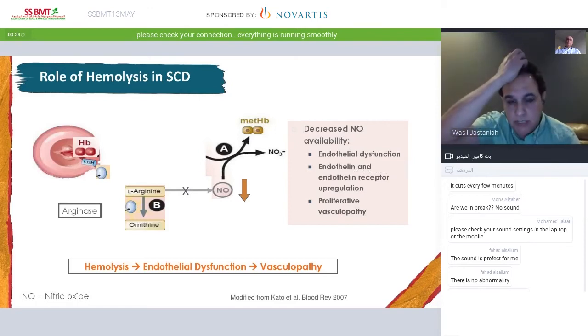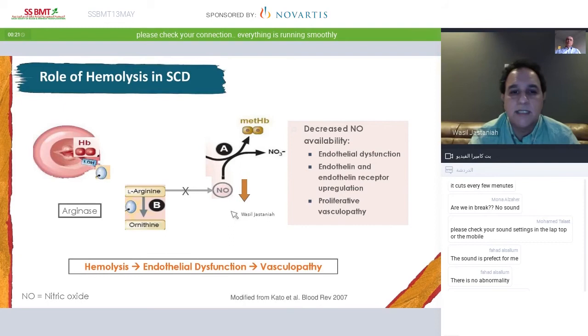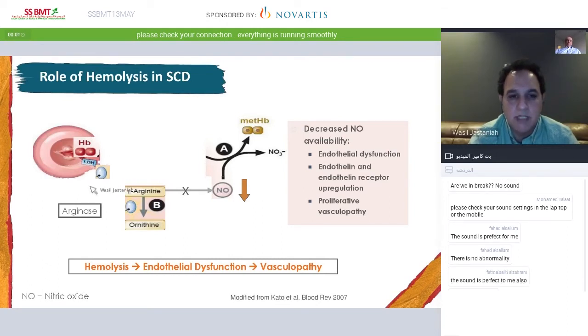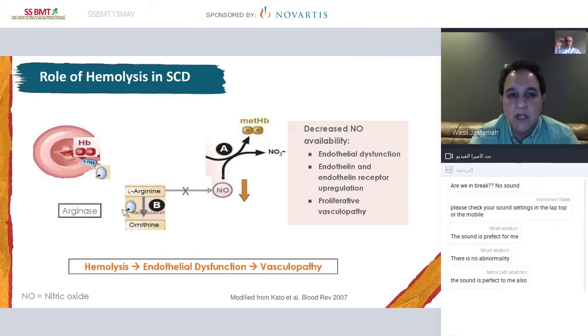So the other pathophysiological pathway that I will highlight is the role of hemolysis. And when red blood cells hemolyze, they release the contents of these cells. So hemoglobin is released, and the arginase, which is one of the components of the red blood cell, is also released. The release of arginase converts L-arginine to ornithine, and L-arginine is a substrate for nitric oxide. So the arginase converting the L-arginine to ornithine will lead to a reduction of the nitric oxide.